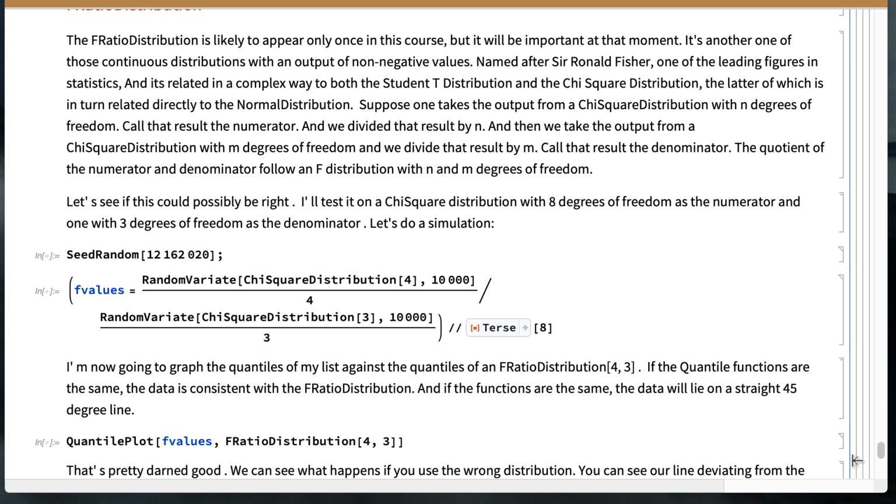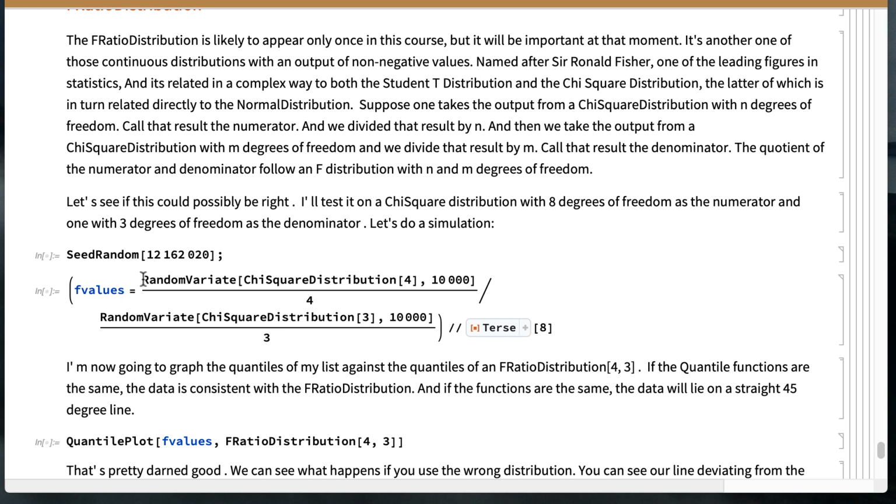The F ratio distribution. I saved this for last, when you would be most ready to see it. It is a ratio, okay? It's basically a ratio of two other distributions. So, supposing you take an output from a chi-square distribution with n degrees of freedom, and you call that the numerator, and we divided that number by the degrees of freedom, and we took the output from a chi-square distribution with m degrees of freedom, and we divided that by m, and we called that the denominator.